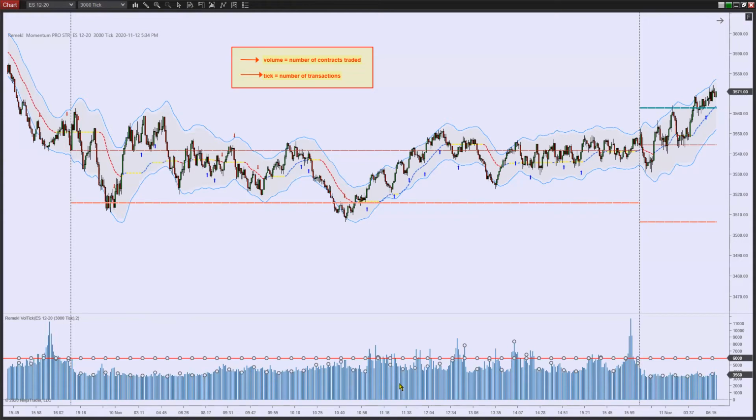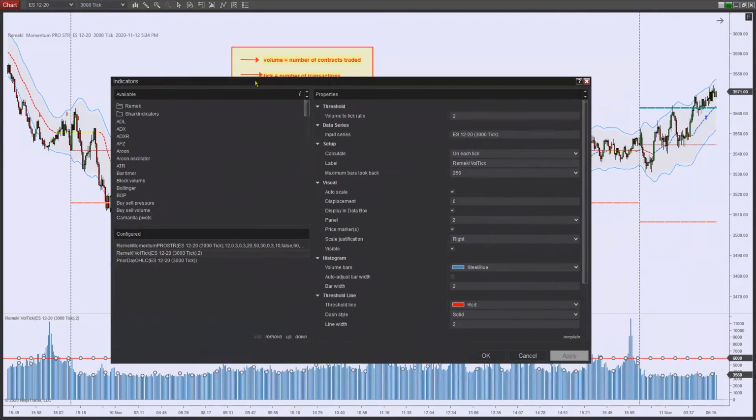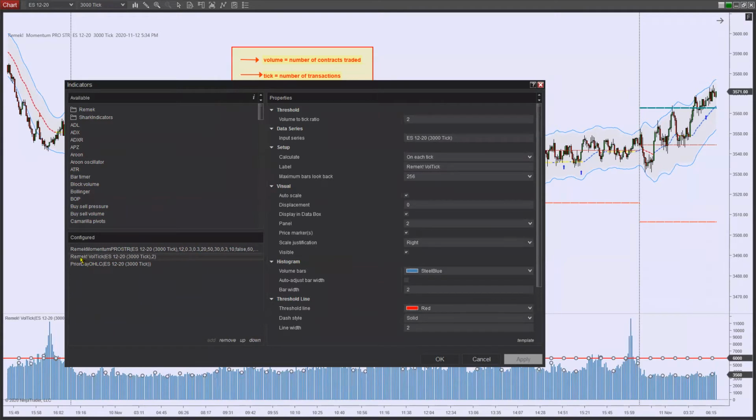I'm going to double click on the indicator so we can look at the settings and see how we can put this to good use. Remek VolTick is the second one here. The first and most important setting, which I can set for myself, is the volume tick ratio. If I set it to 2, that would mean I want to put this red line, which is the alert line, at twice whatever my tick size is. That means I want to be alerted when, on average, market players trade more than twice the size of the tick value. If I set it to 3, that would jump to 3 times.